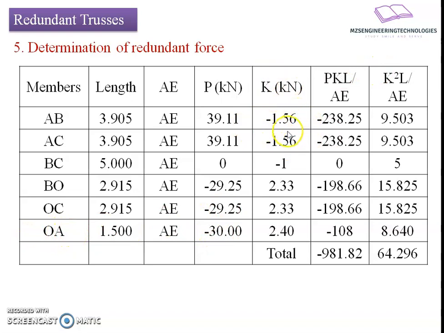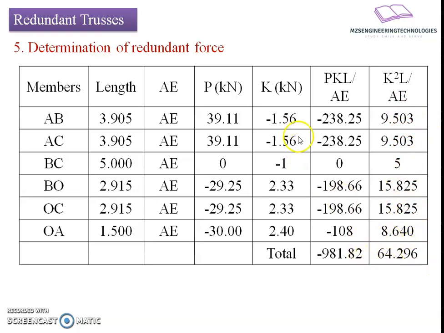Similarly, I have put the value of K coefficients here. Coefficients which were in tensile nature are marked with a negative sign, whereas which are in compressive nature are positive. And then we have a product P into K into L, means the product of the three columns P, K, L, and the values are minus 23.825 and respectively I have done. And lastly, I have taken the summation of all the values related to the product PKL divided by AE. Similarly, K square L means we are going to take a square of this K column and multiply with the length. The product is 9.503, and similarly for other members were worked out and the summative value has been taken at the last.